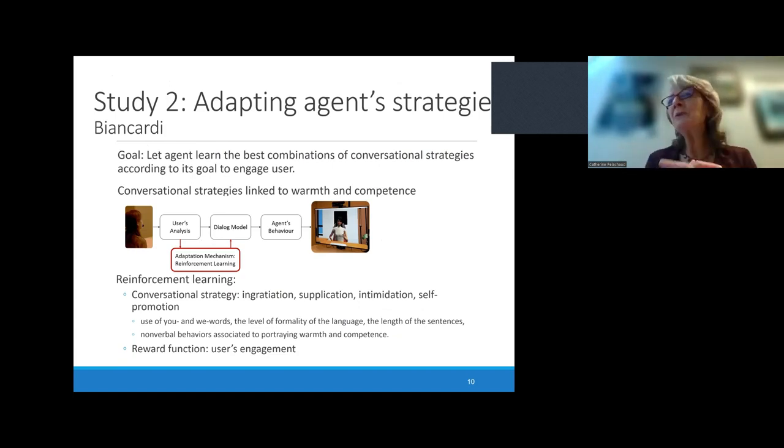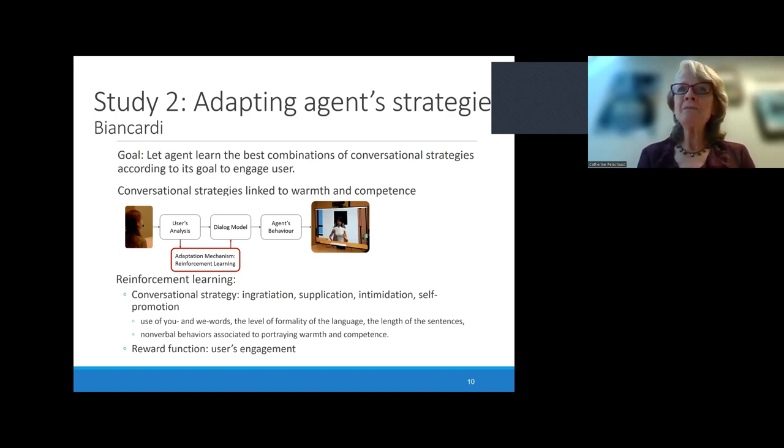So participants connected, and we found some interesting results: at the end of the interaction, the model did learn what would be the best type of nonverbal behaviors that fit a user's preference of interacting with an agent appearing more warm or competent.